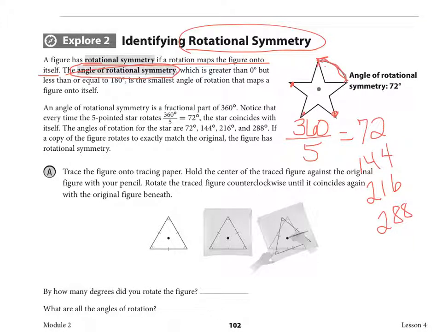So I could rotate it to here. I could rotate it to here. That would be my 144. I could rotate it around to here, and so on and so on. Okay?